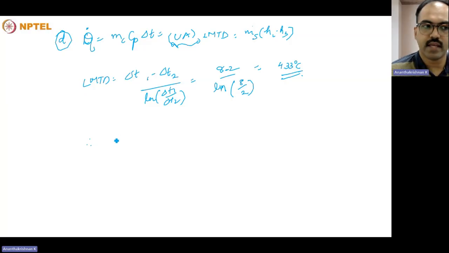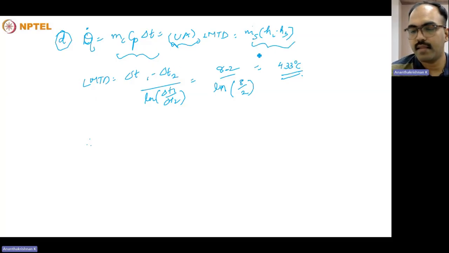So from this one we can calculate the UA value. The total heat transfer we can obtain from the other equation which correlates the cooling water temperature change as well as the mass flow rate, or we can use the other side, the condensing steam and the enthalpy change.